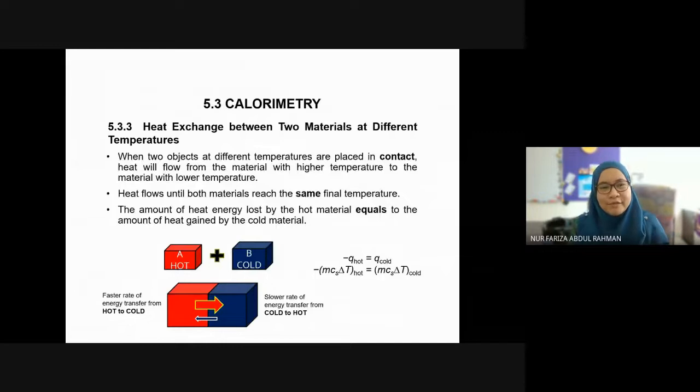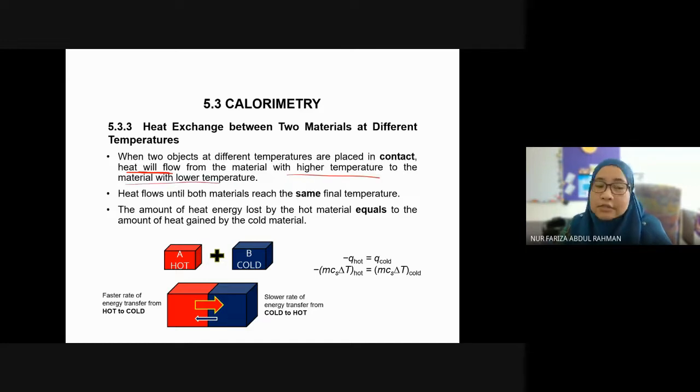Alright. Okay, moving on. Heat exchange between two materials at different temperatures. I already mentioned this in our earlier slide. When two objects at different temperatures are placed in contact, heat will flow from the material with higher temperature to the material with lower temperature.